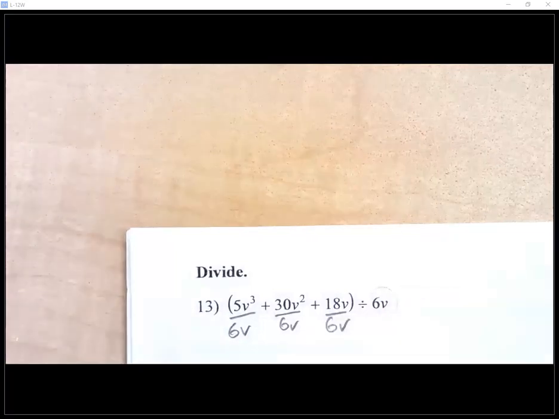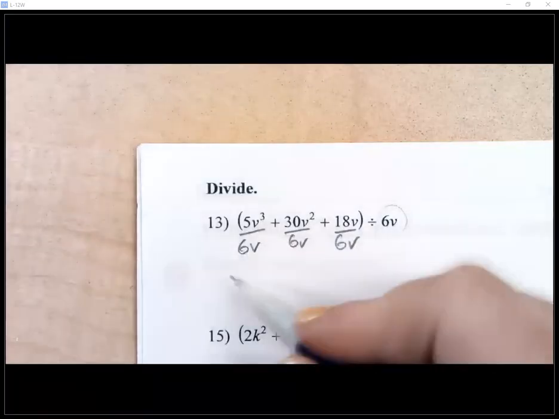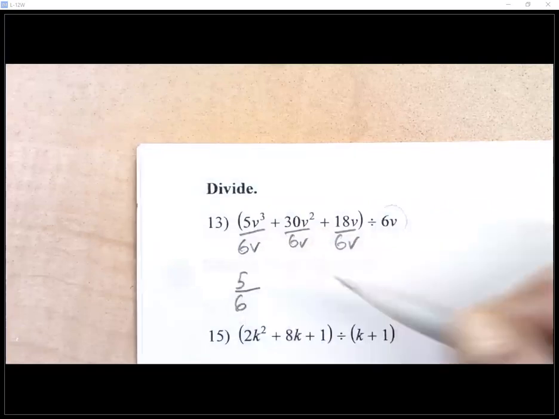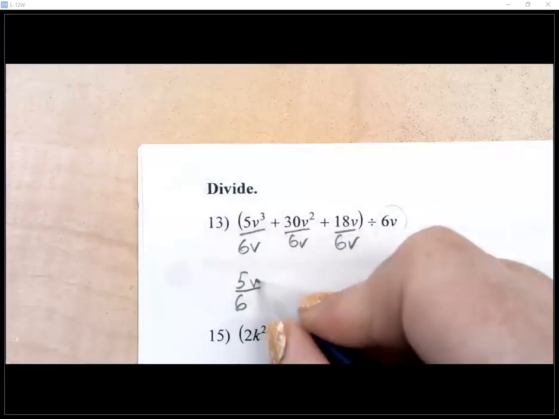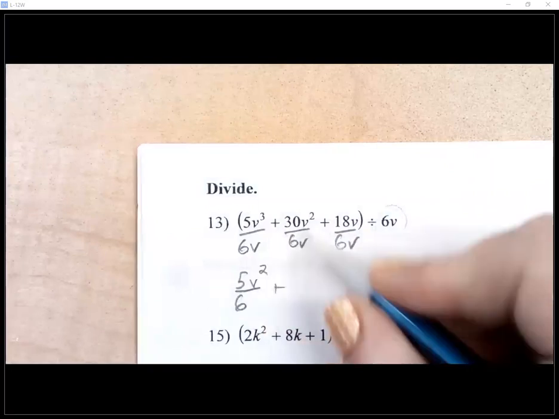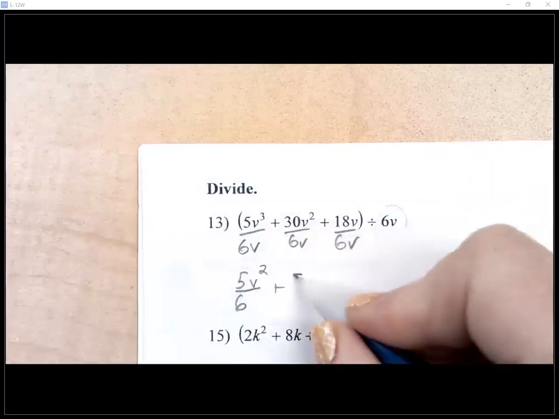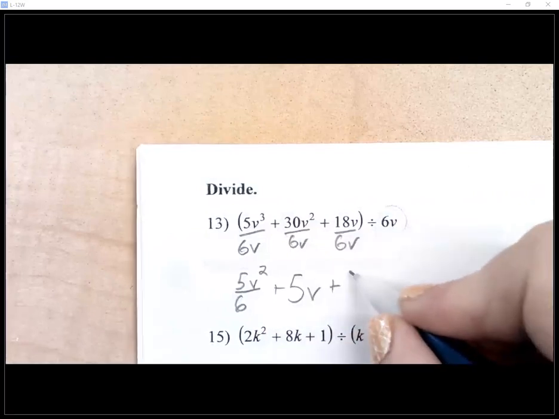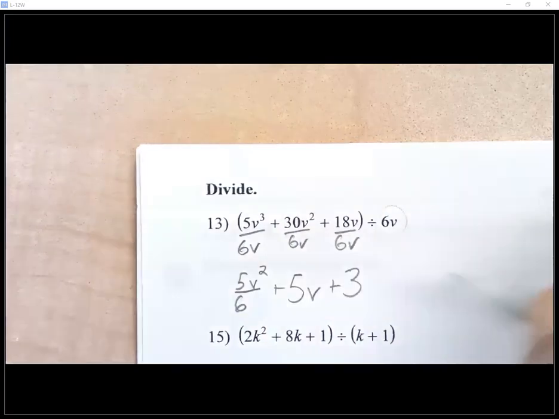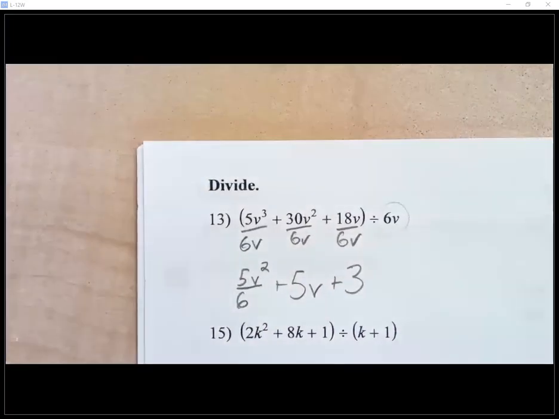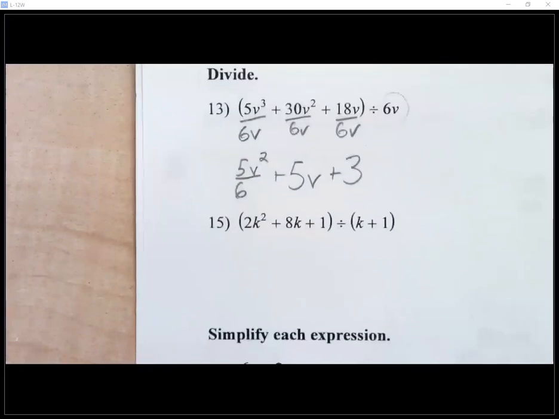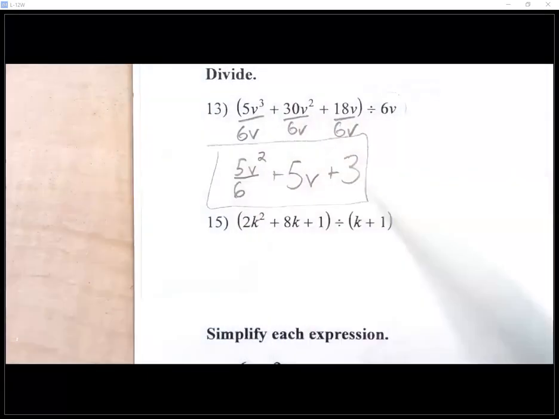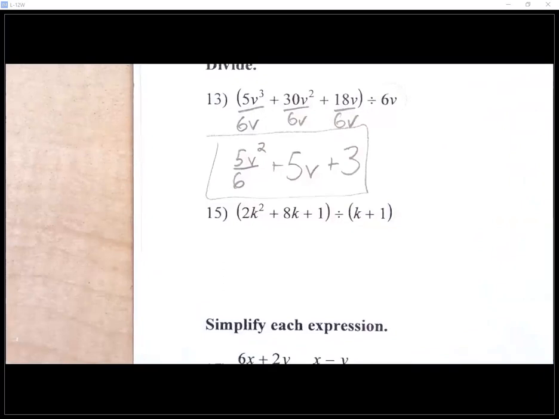That's all this is. 5/6 doesn't reduce, so I leave it as 5/6, and it would be b squared in the numerator, right? The next one, 30/6 is just 5, b squared over b, b. The last one, just 3, right? The b's cancel. That's it. That was easy. That is your answer. Finished. 15, a little bit more annoying, because what do you have to do on 15?